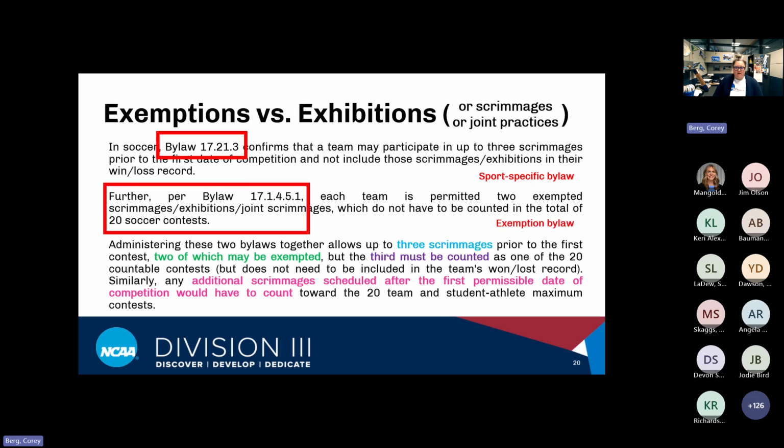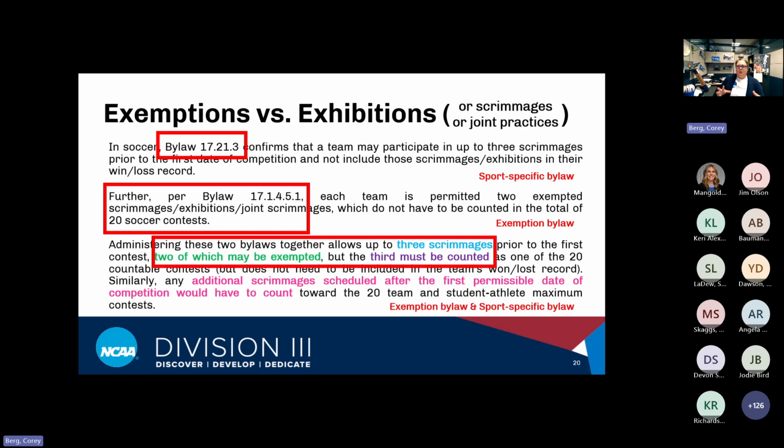That's your exemption bylaw. Now, when you think about how they work together, you can get up to 3 scrimmages before your first game. None of those scrimmages or exhibitions or joint practices have to count in your win-loss record, but you can only exempt 2 of them from your bylaw 17 maximums. So if you do play all 3 scrimmages in soccer before your first contest date and you exempt 2 of them, the third one has to count towards your 20 maximum contests in that sport, even though it's not counting towards your team's win-loss record.